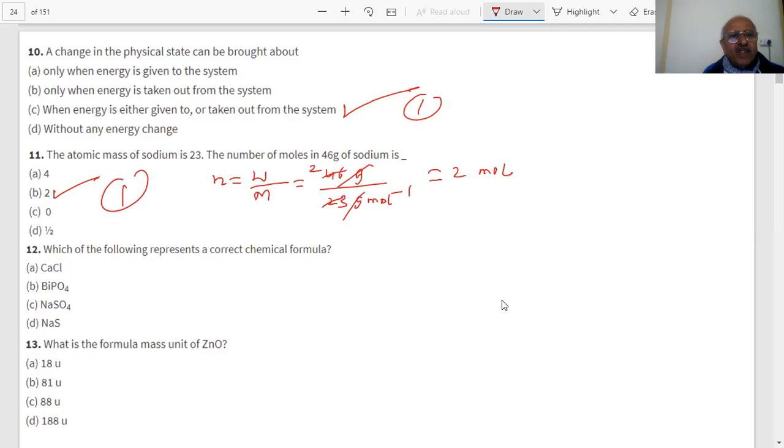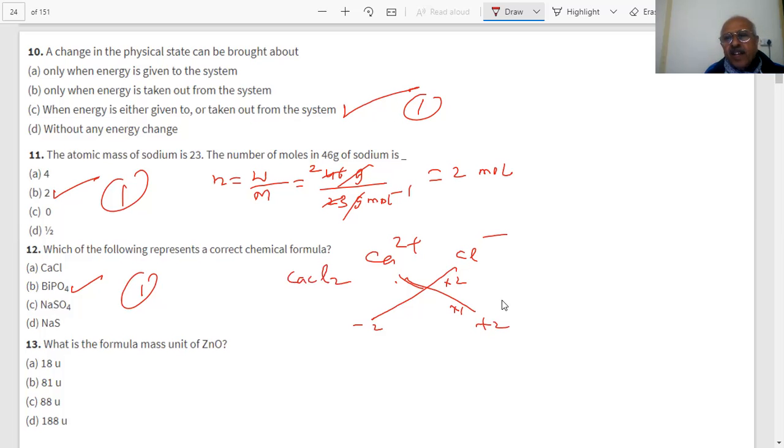Next question: which one of the following represents a correct chemical formula, students? Your time starts now. The timer is on. B part. Okay, B is the correct answer because you have to see the valency, student. And how do we write the formula? By valency. Calcium valency is 2, Cl is -1. So I have to multiply this by 2 and this by 1. So this becomes plus 2 and this becomes minus 2, which is 0. Therefore, the formula will be CaCl2.